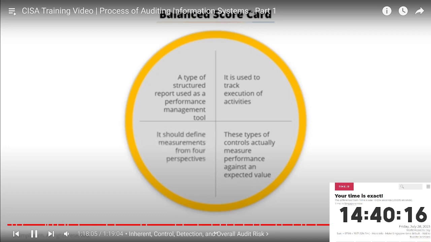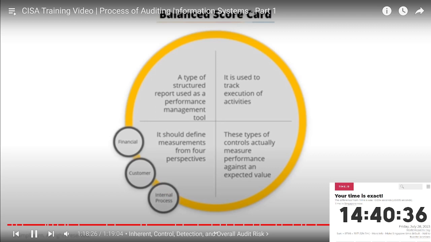And you can look at things from 4 perspectives. Financial perspective. How much did it cost? Was there a return on investment? Was money lost? Customer perspective. Sometimes security controls can be so onerous that they negatively impact customer experience. Well, that should be involved in your audit report.